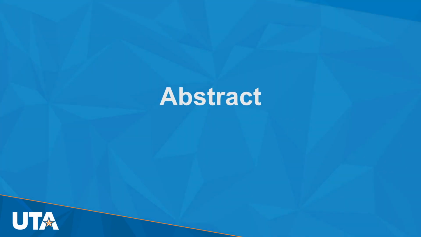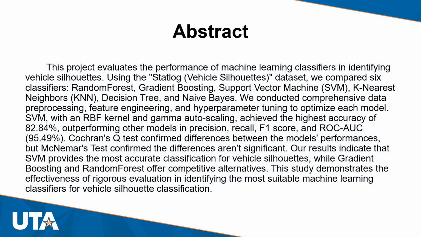Abstract. To give you an overview, this project used the vehicle silhouettes dataset to classify vehicles into four categories, namely Opel, Saab, Bus, and Van. We implemented six classifiers, namely random forest, gradient boosting, SVM, KNN, decision tree, and naive Bayes. After comprehensive data preprocessing, feature engineering, and hyperparameter tuning, the SVM performed the best with 82.84%.